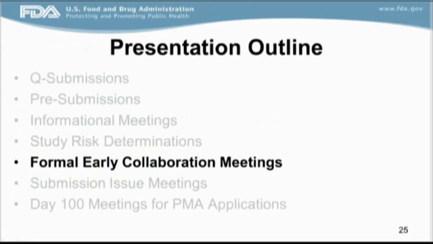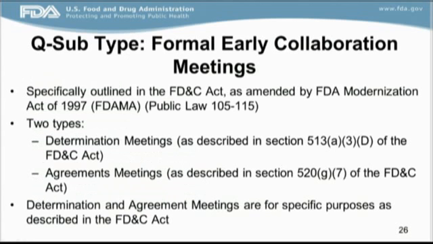An existing mechanism of feedback that is now tracked as a Q Sub is formal early collaboration meetings. Formal early collaboration meetings were established in 1997 as a result of amendments to the Food, Drug, and Cosmetic Act by the FDA Modernization Act. There are two types of early collaboration meetings.